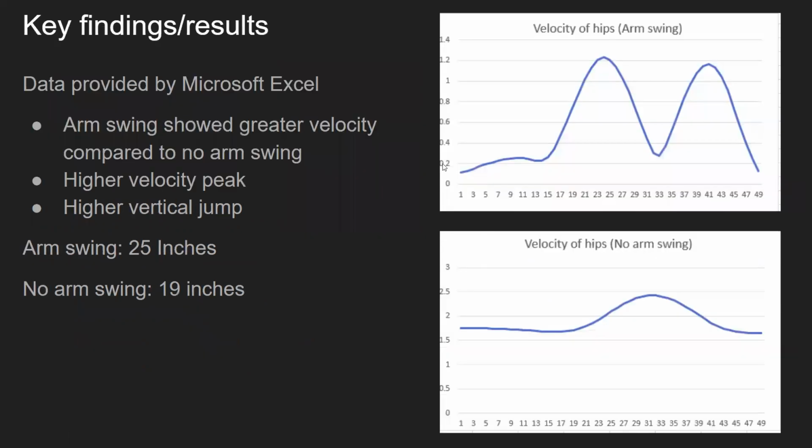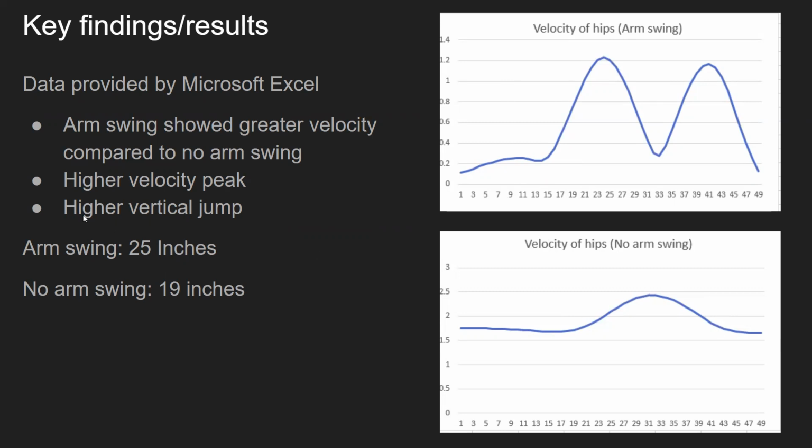Now the results, from the data provided by Excel. It was expected, but I'll explain it more. The arm swing showed greater velocity compared to no arm swing. As you can see here, this is the velocity of the arm swing versus the no arm swing velocity. There's a higher peak versus a very low peak.